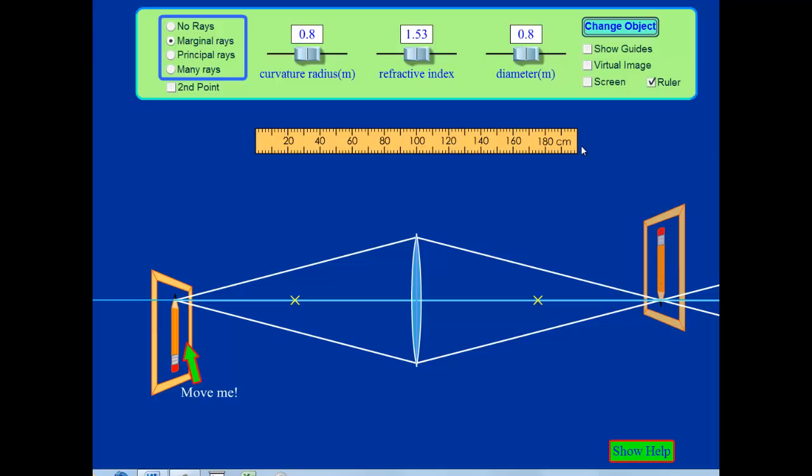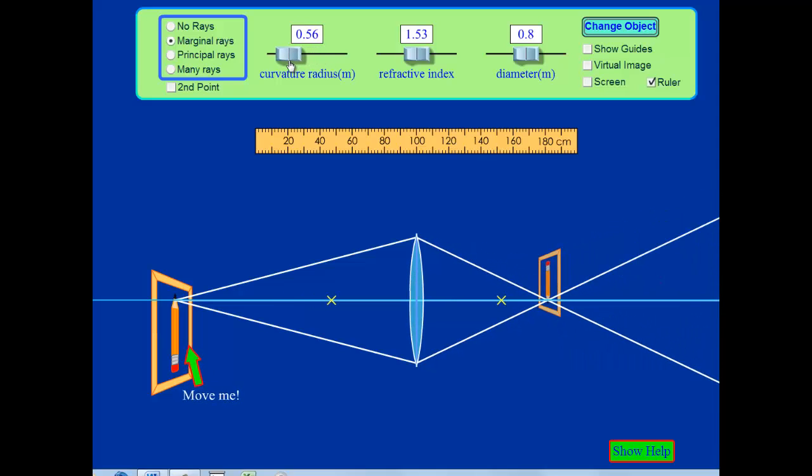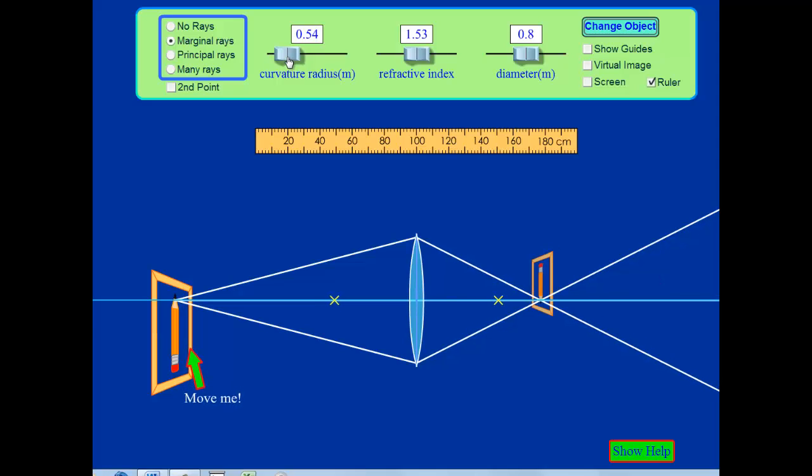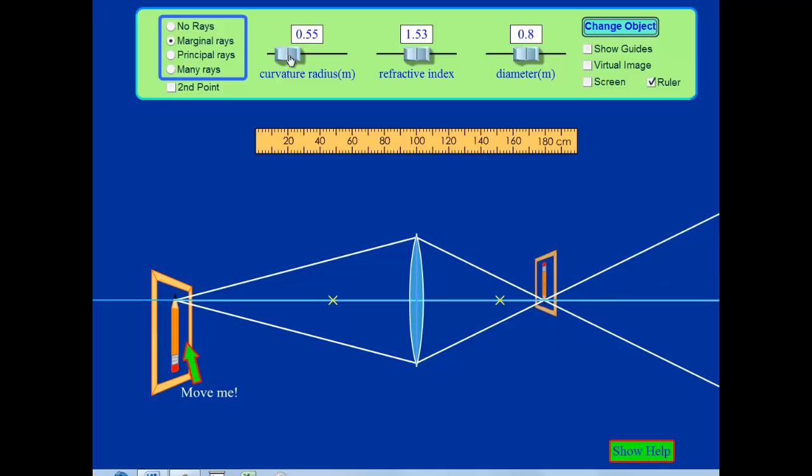For instance, if I were to set my curvature radius at 0.55, our refractive index at 1.53, and our diameter at 0.8, I would like to find out our object distance and our image distance. Our object distance is going to be from the tip of the pencil all the way to the lens. Our image distance would be from the lens to this other refracted image.